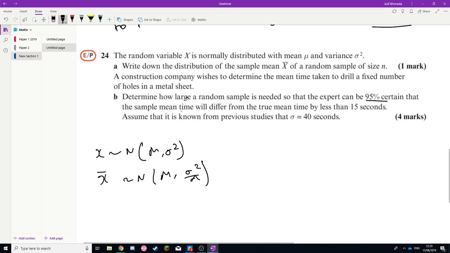I'm trying to understand this myself. I don't know how to do this straight away. I'm trying to understand this sentence first. The sample mean time will differ from the true mean time by less than 15 seconds. So I think it's trying to say this minus this is less than 15. So the sample mean subtracted from the true mean, which is just mu, is less than 15. Assume that it's known. Okay, so that's all we have. And 95% certain.